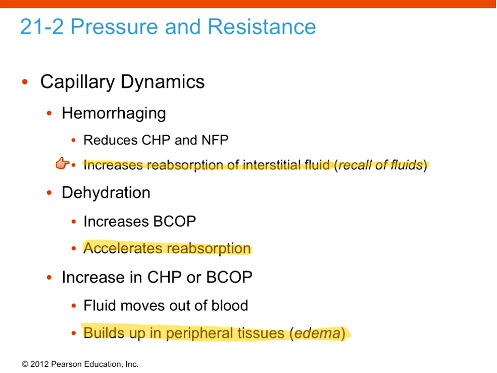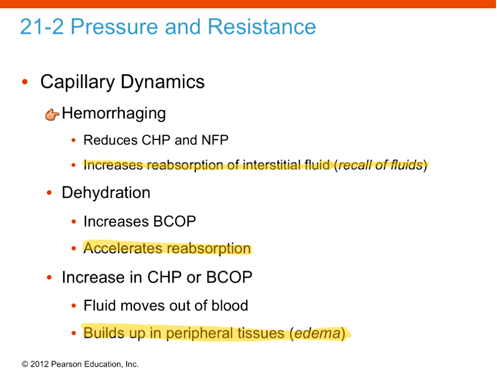Since a good chunk of your blood is water, if you are hemorrhaging, to compensate for that reduced volume of blood, your body is going to be triggered to increase the amount of reabsorption of those surrounding fluids so that it can try to bring the blood pressure up. So what happens here is that capillary hydrostatic pressure and net filtration pressure are both going to be reduced.